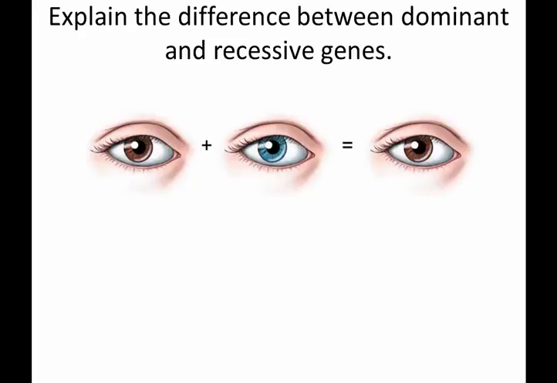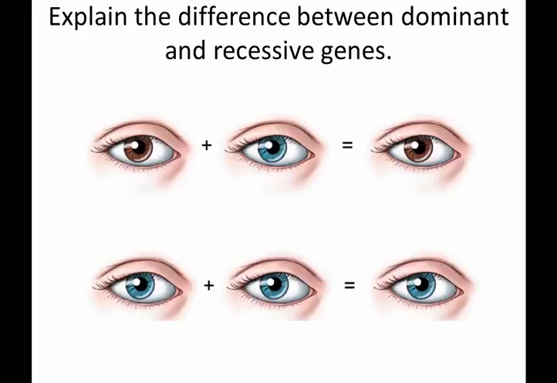So we might have a situation like this, where perhaps my father has brown eyes, my mother has blue eyes, but I end up with brown eyes. How does that outcome actually come about, compared to someone who has a parent with blue eyes, another parent with blue eyes, and the result is that that person ends up with blue eyes?